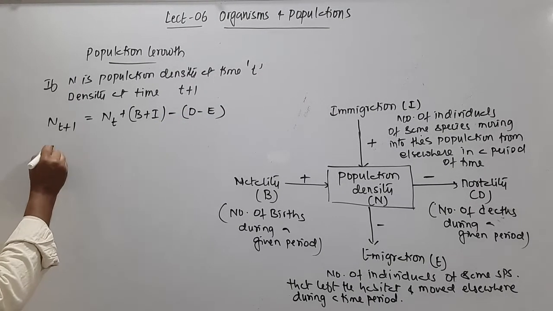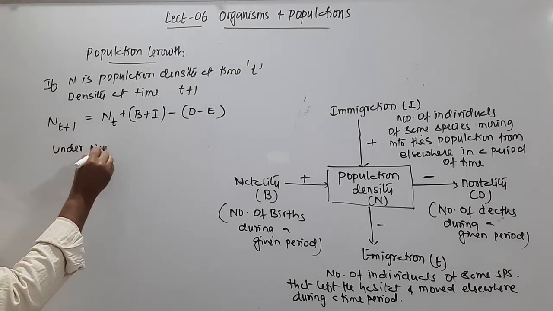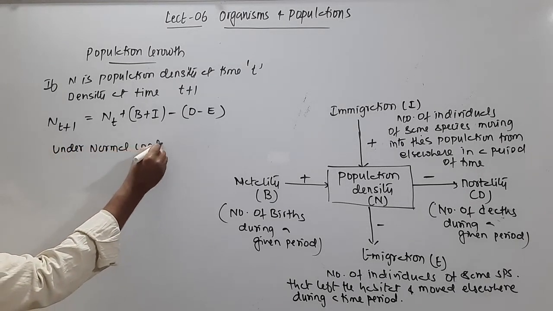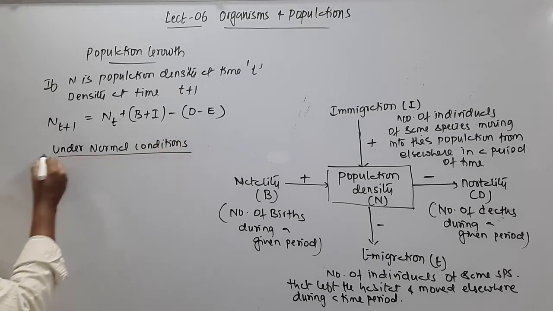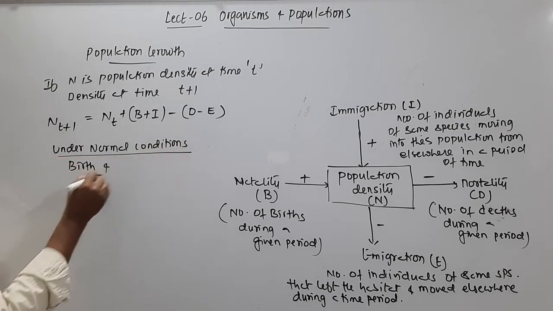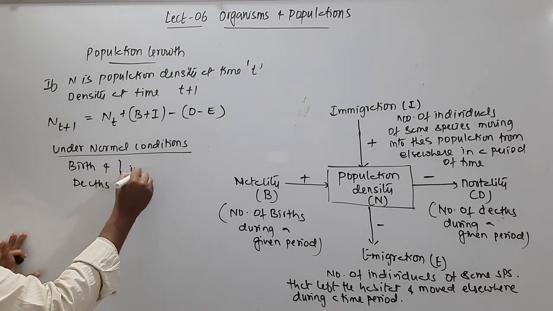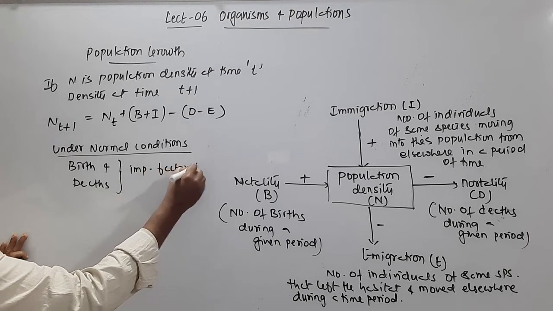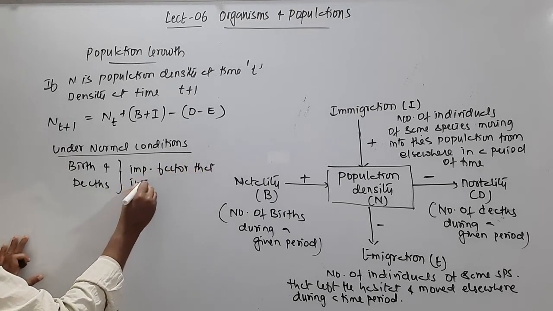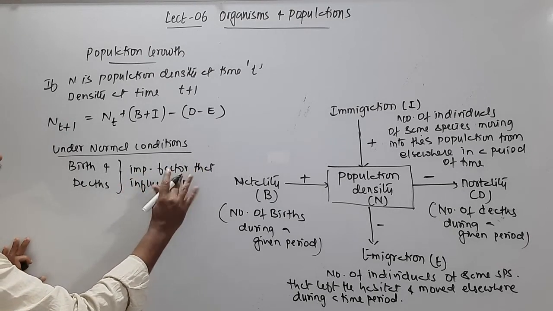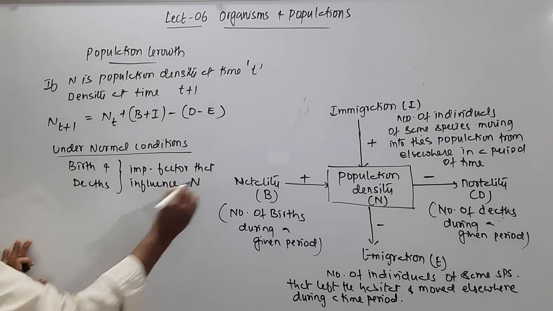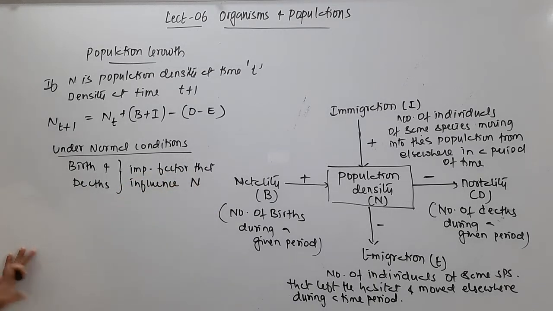And under normal conditions, these two factors, births and deaths, are very important factors that influence the population density, n.